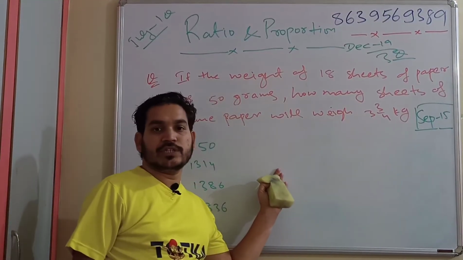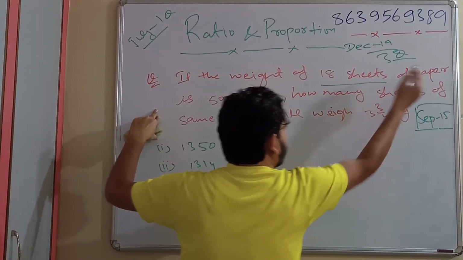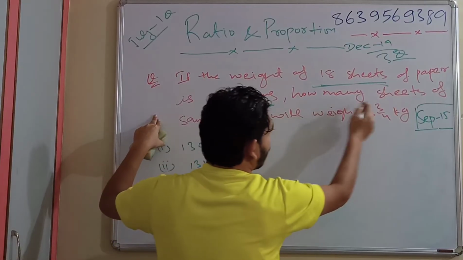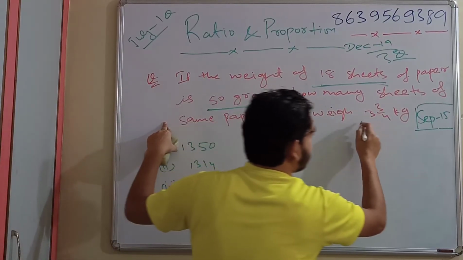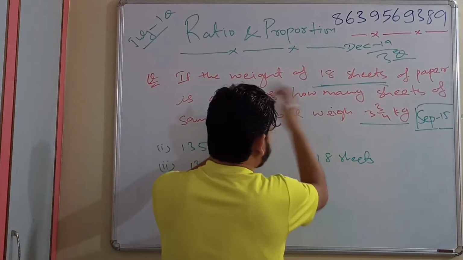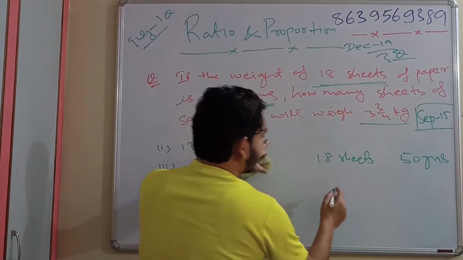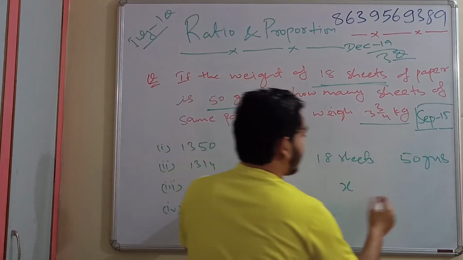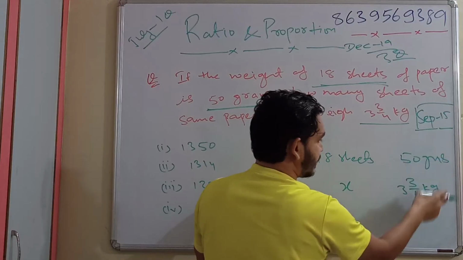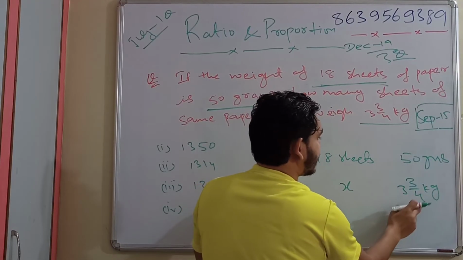Okay, so this is one question which has come in September 15. Let's see, if the weight of 18 sheets of paper is 50 gram, then how many sheets of the same paper will weigh 3 by 4 kg? Since this is in grams and this is in kg, first we need to convert this into kg or this into grams. We'll convert this into grams.